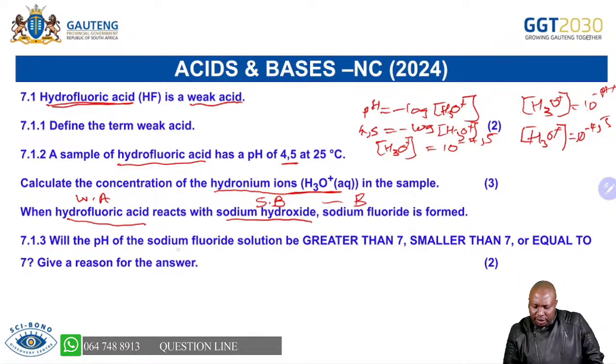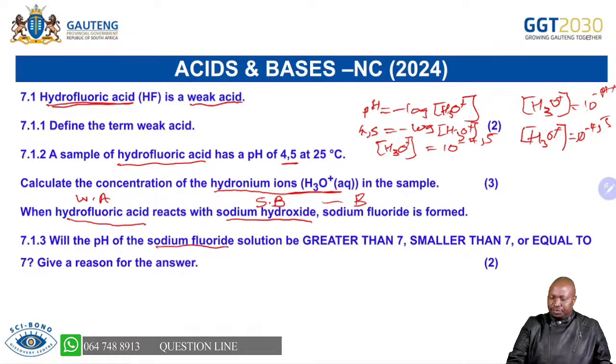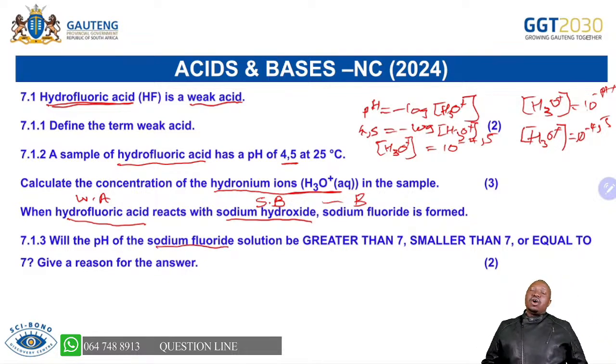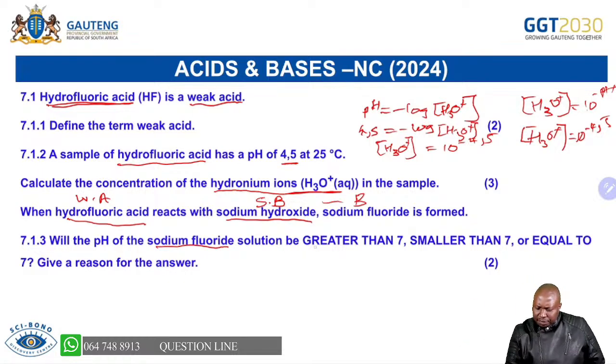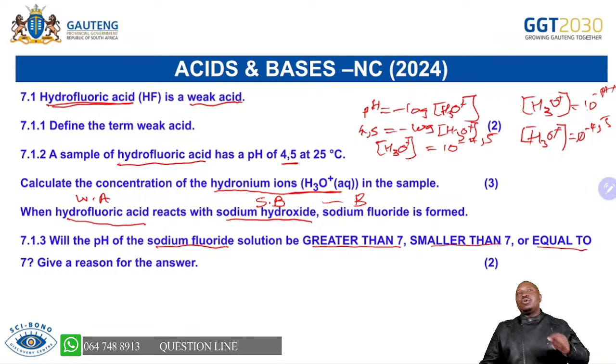They're saying, will the pH of the sodium fluoride, the salt that is formed, which is a salt of a strong base and a weak acid, be greater than 7, smaller than 7, or equal to 7? It's important because this is the same question but asked differently. When you say greater than 7, we are saying basic. Smaller than 7, we are saying acidic. Equal to 7, we are saying neutral.